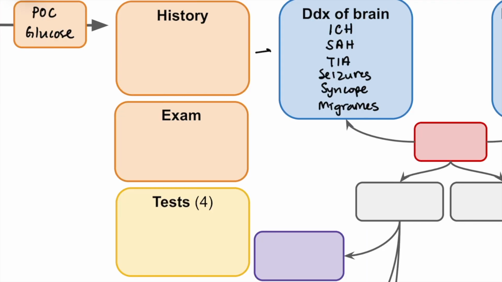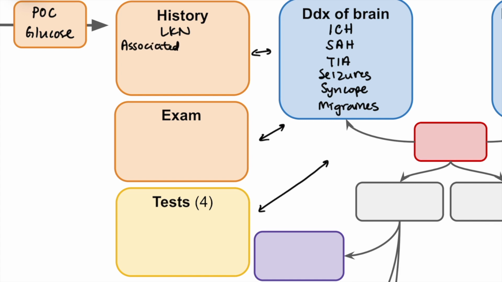And as we collect items from our history, exam, and tests, we want to keep our differential in mind. All of the things we ask about or assess for should be helping us rule in or out items on our differential. The first important one being last known normal. You can ask the patient if they are coherent or ask some other historian who might have witnessed some of their symptoms. You'll also want to ask about associated symptoms.